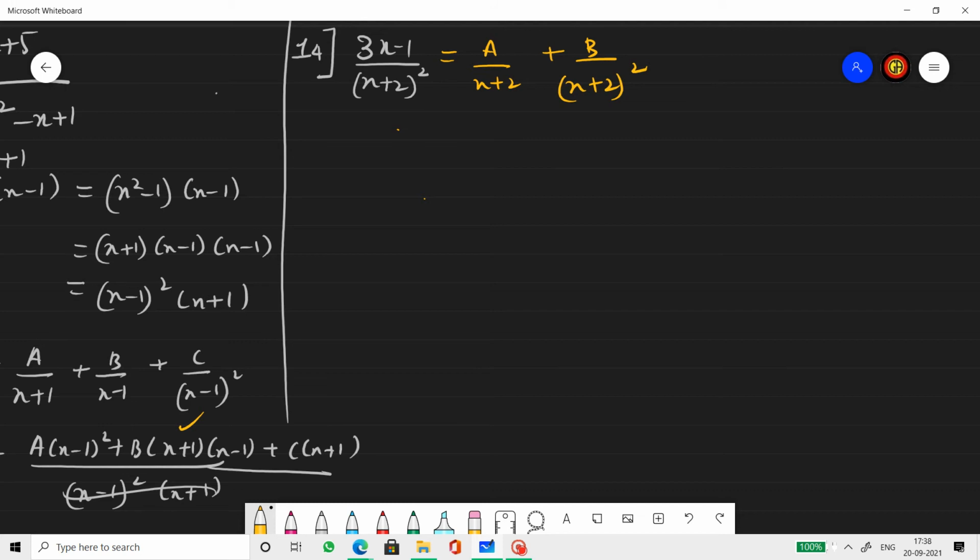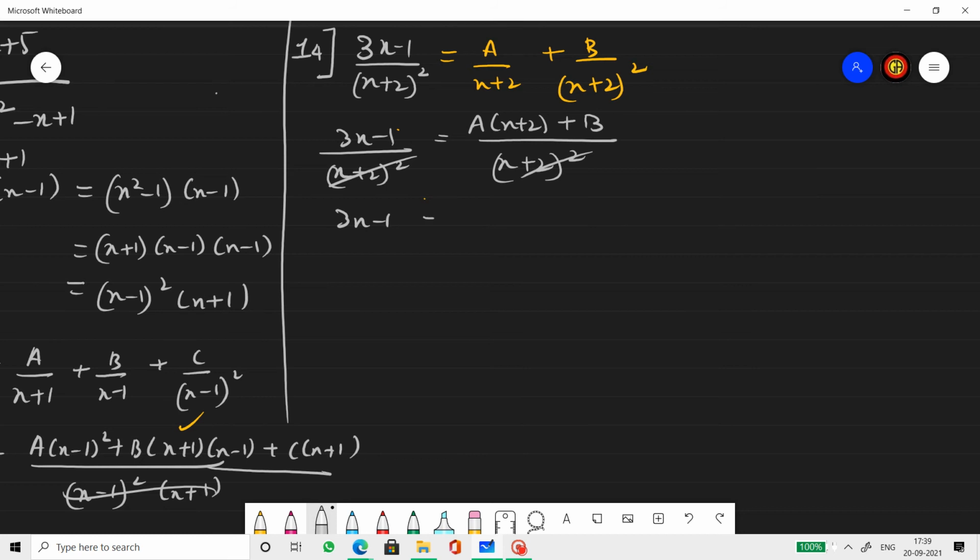A by x plus 2, b by (x plus 2) the whole square is the way we separate this. So when you take LCM, it would be simply (x plus 2) the whole square. So a times (x plus 2), b times just b. So this side, (3x minus 1) by (x plus 2) the whole square. (x plus 2) the whole square get cancelled. So 3x minus 1 is equal to a into (x plus 2) plus b. Use the factors that are available. So let x is equal to minus 2. When x is minus 2, it is minus 6 minus 1, a into 0 plus b. So b will be minus 7.